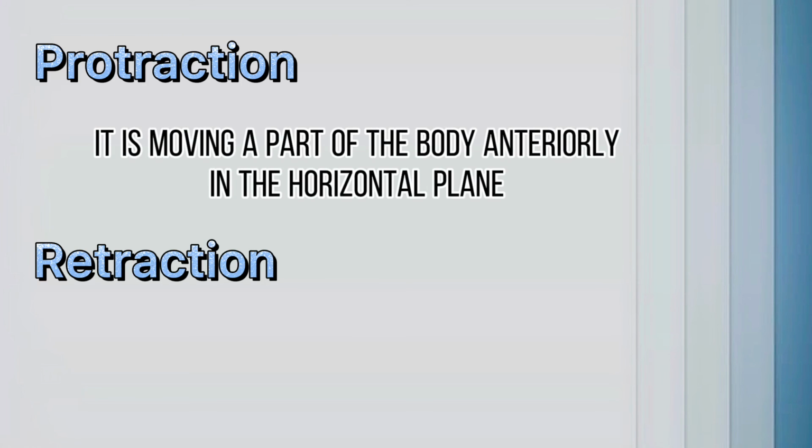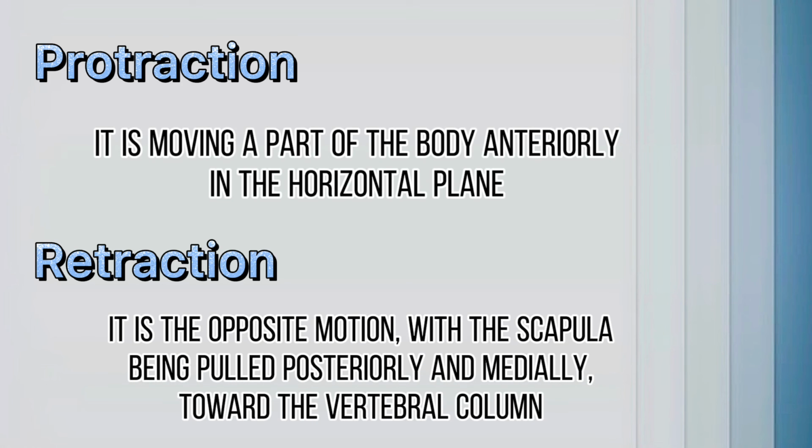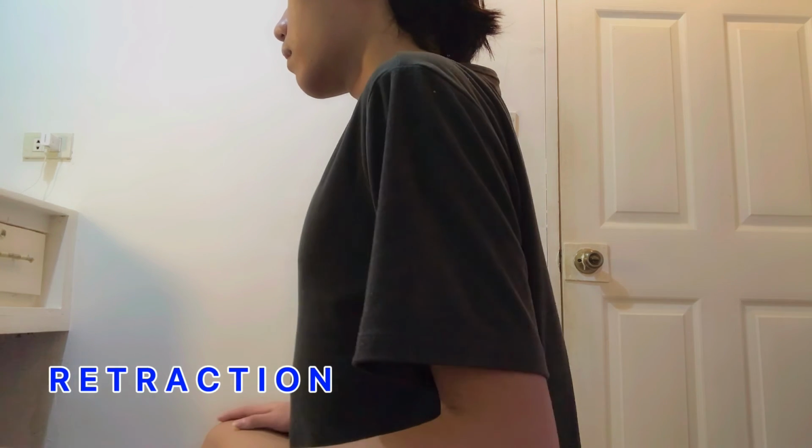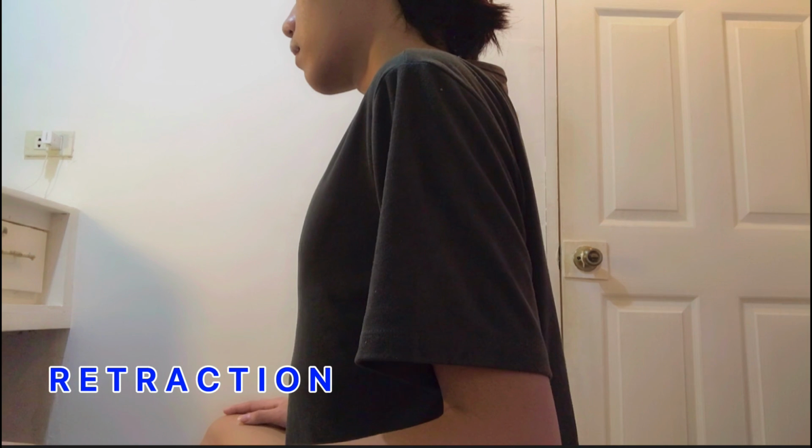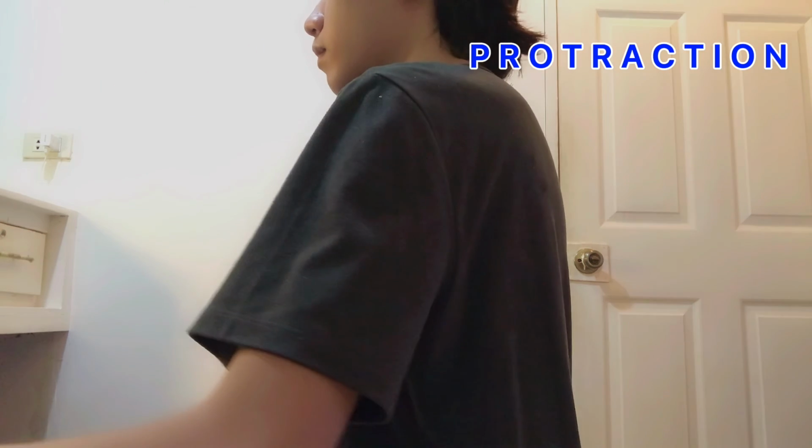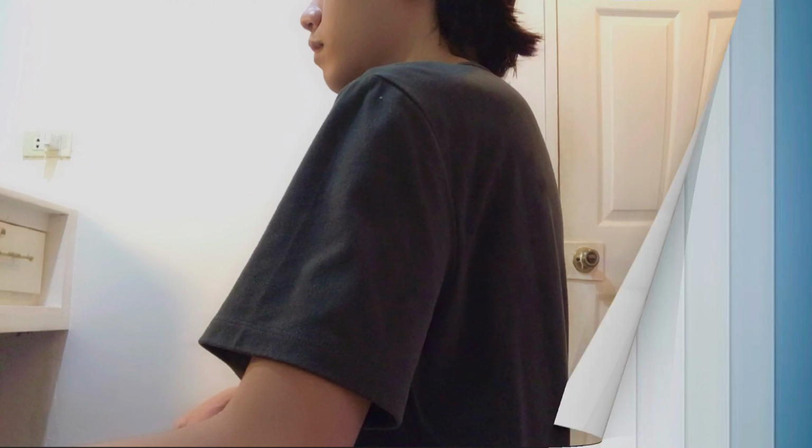And now, let's continue to our ninth pair, which is protraction and retraction. Protraction is moving a part of the body anteriorly in the horizontal plane. And retraction is the opposite motion, with the scapula being pulled posteriorly and medially towards the vertebral column. As you can see, in retraction, I move my scapulae towards the spine, while in protraction, I move my scapulae away from it.